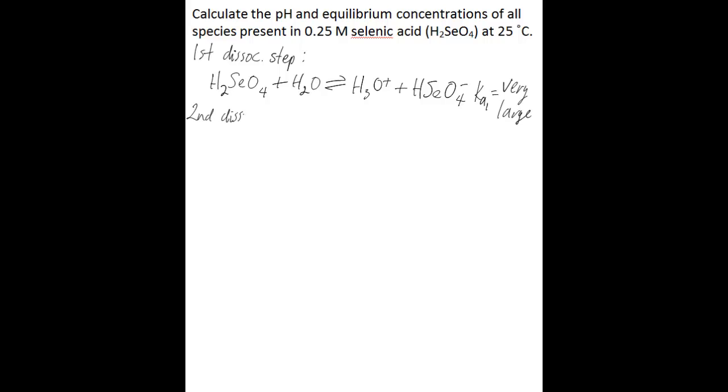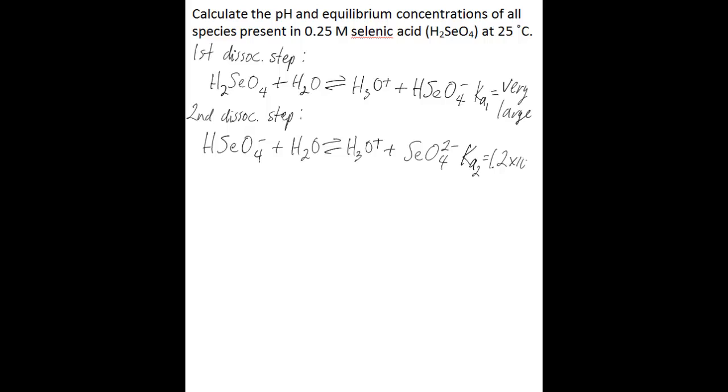The second dissociation step for this acid is HSeO4 minus plus water, giving you hydronium ion plus SeO4 2 minus. And the Ka2 value is quite a bit smaller than the Ka1 value. It's 1.2 times 10 to the negative 2.